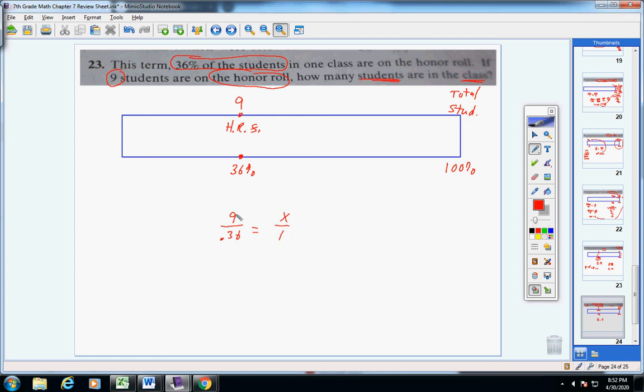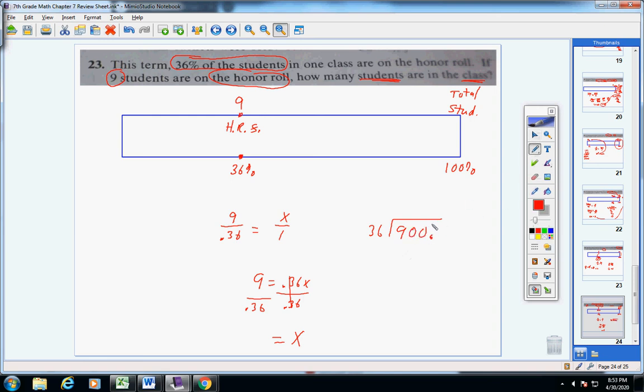9 times 1 is 9. 0.36 times x is 0.36x. Divide both sides by 0.36. These cancel, leaving you with x. And here we go. 0.36 goes into 9. Well, we got to move this decimal here 2 places and it's gone. And then we got to move this decimal here 2 places, 1, 2. So we got to add 2 zeros.